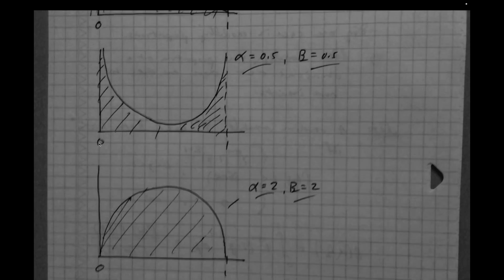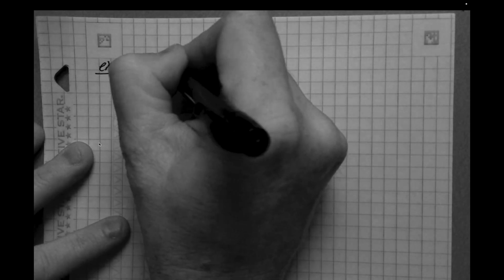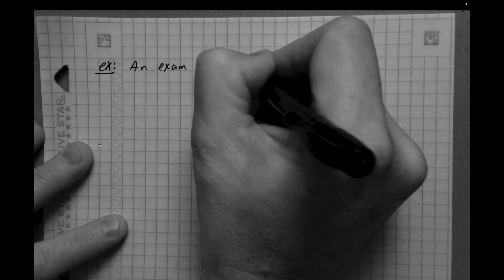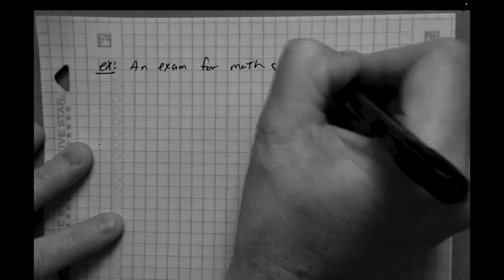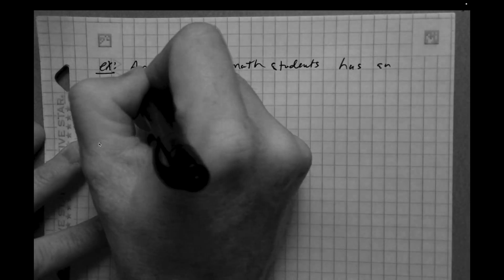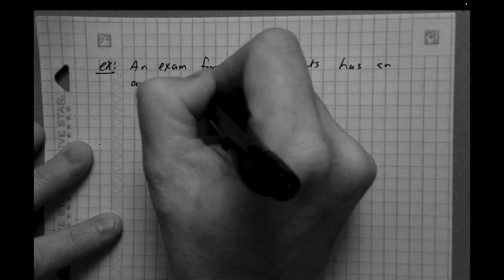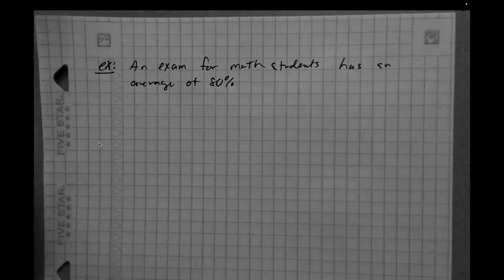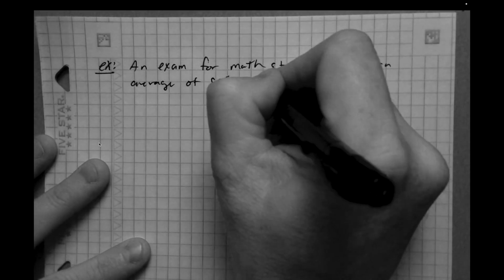Okay, let's do an example where the beta distribution is useful. Let's take a look at this example. An exam for undergraduate math students has an average of 80% and can be modeled using a beta distribution.